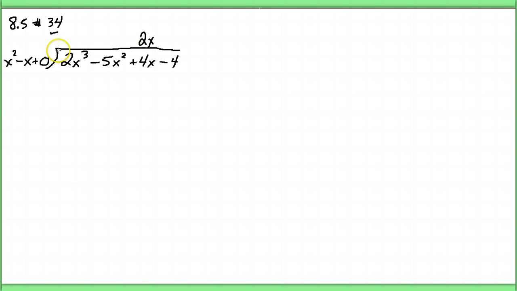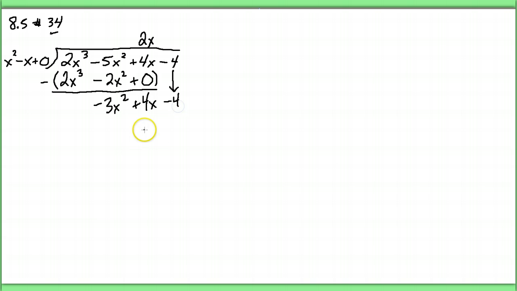So go multiply this back. I get 2x cubed. Multiply it to the next one, I get negative 2x squared. Multiply to the next one, I get 0. Remember, subtract. And so I get negative 3x squared plus 4x. Next step, carry down the negative 4, excuse me. And you look at how many times does x squared go into negative 3x squared. It goes into it negative 3 times.